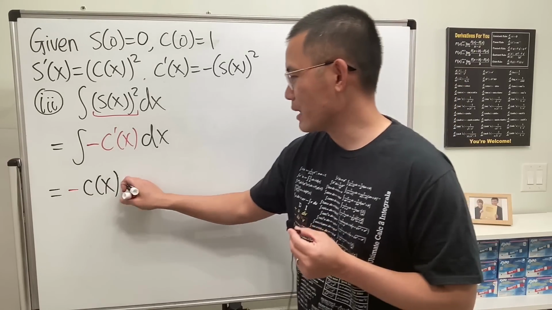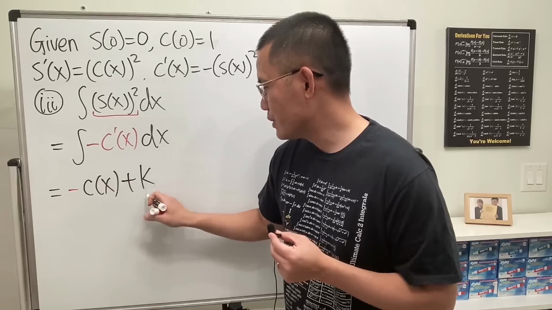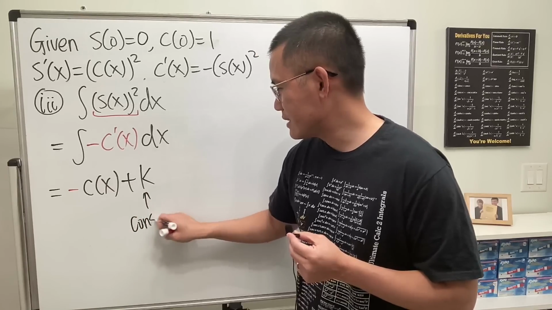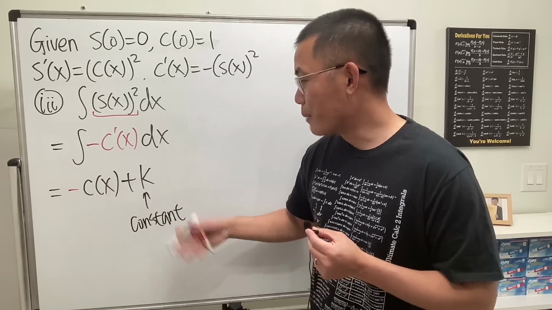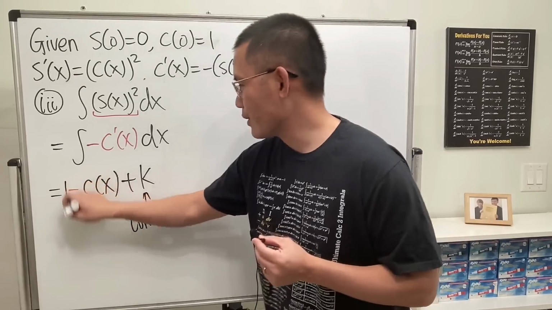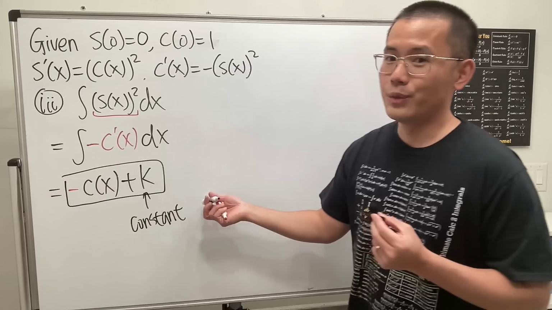But here I'm going to put down plus k. And then right here, I'm just going to say, hey, this is our constant, arbitrary constant, whatever, all right? So this right here, we'll do it.